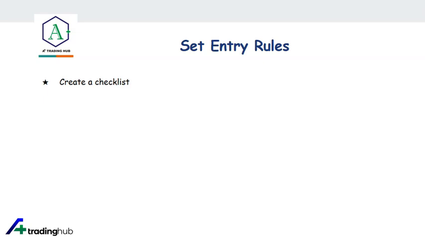Okay, so create an entry checklist. So before you enter a trade, you look at it and see if price actually meets all these criteria before you take a trade. This works for day traders, swing traders, long-term investors. Except you are a scalper, this will not work for you, because you don't have the luxury of time to be doing all this checklist and the rest of them.